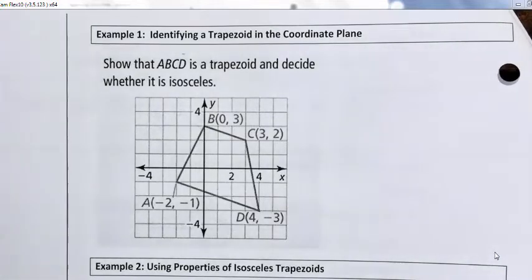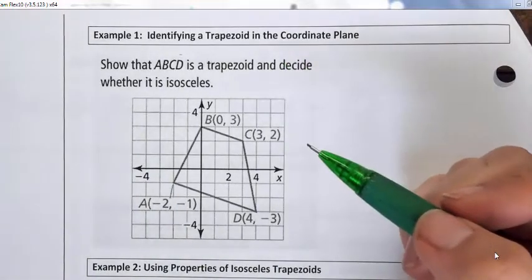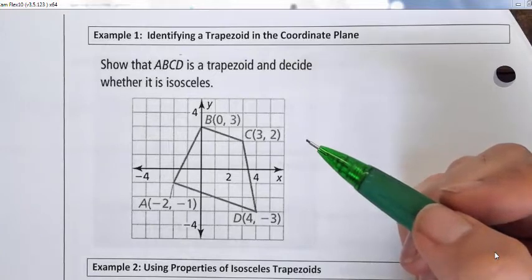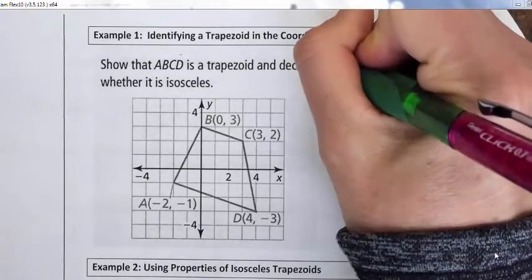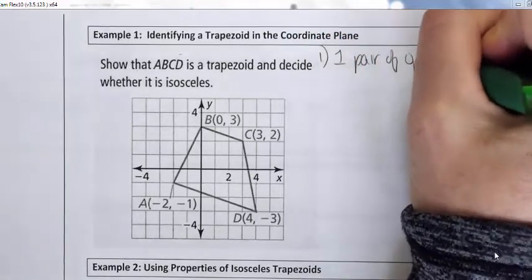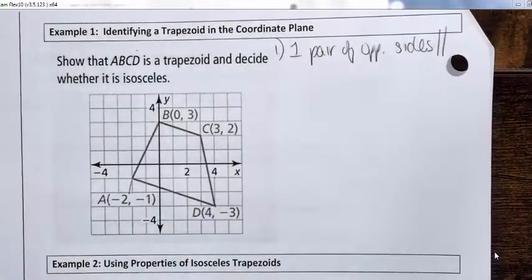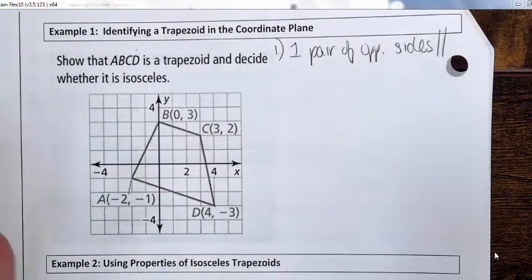So we're going to show that ABCD is a trapezoid and then decide whether it's isosceles. So I'll know if it's a trapezoid if I have one pair of bases that are parallel to each other. So it's a trapezoid if I can prove that one pair of opposite sides are parallel. So first thing, I need one pair of opposite sides parallel. Well, how do I know when two lines are parallel? Their slopes are the same, right?